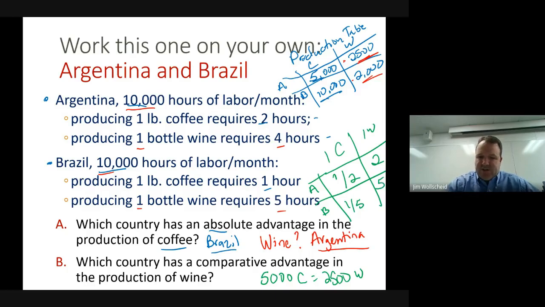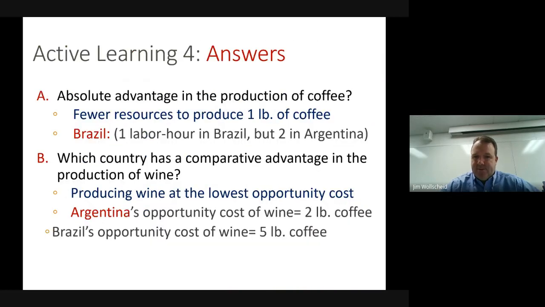So the question asks, who has the comparative advantage in wine? Argentina has a lower cost. Therefore, Argentina should have the comparative advantage in wine. So here's the nice little clean table for that. So here's the answers for what you should have found.